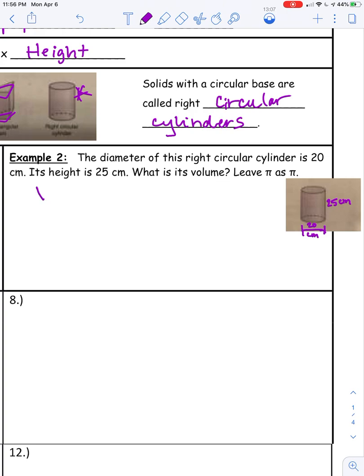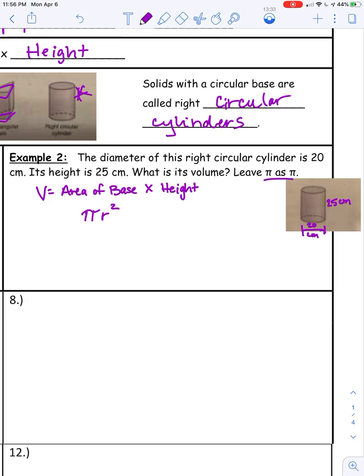So how do we figure out the volume? So again, volume equals area of the base times the height. I want you to write that in, please, again. So let's figure out what the area of the base is. All right, so really we're looking for the area of the circle. So how do we figure that? Do you remember what the formula for that is? Pi r squared. So let's figure out what that is.